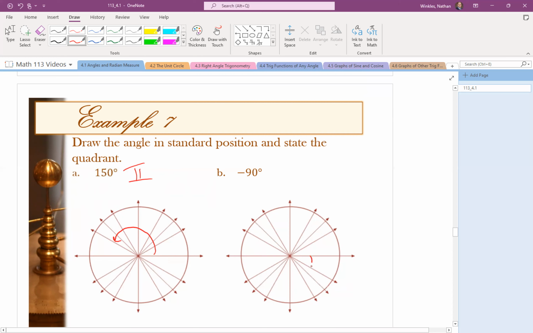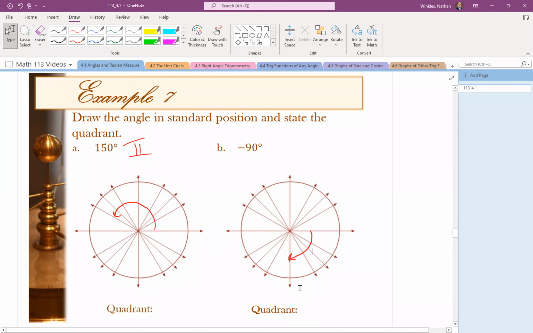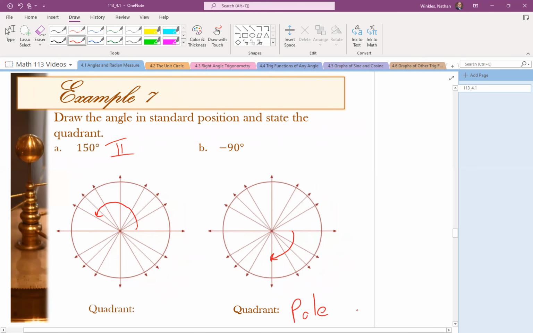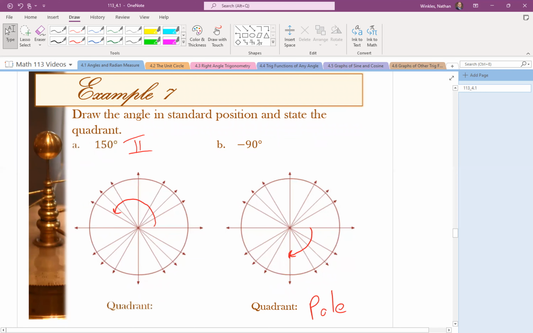Negative 90 degrees puts me here. So therefore, technically it is not in a quadrant because it's actually on a pole. So we might just say that it's on a pole instead of actually stating that it's in a quadrant here.